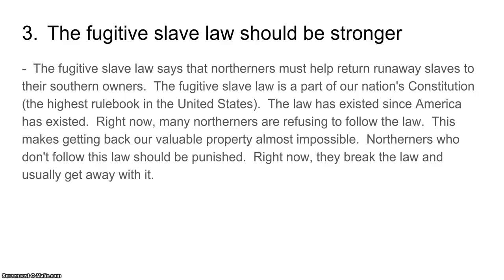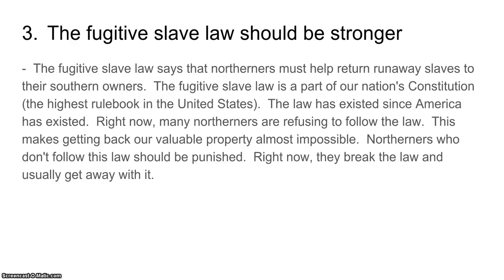All right, three, the fugitive slave law should be stronger. Fugitive slave law, this is very much what we talk about with the North, but you're explaining to the Southerners. It says that Northerners must help return runaway slaves to their Southern owners. The fugitive slave law is a part of the nation's Constitution, which is the highest rule book of the United States. The law has existed since America has existed, and right now, many Northerners are refusing to follow the law. This makes getting back your valuable property almost impossible.